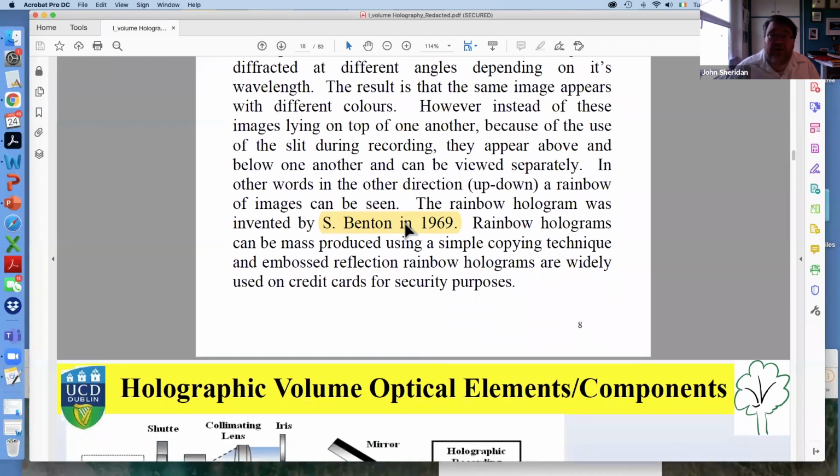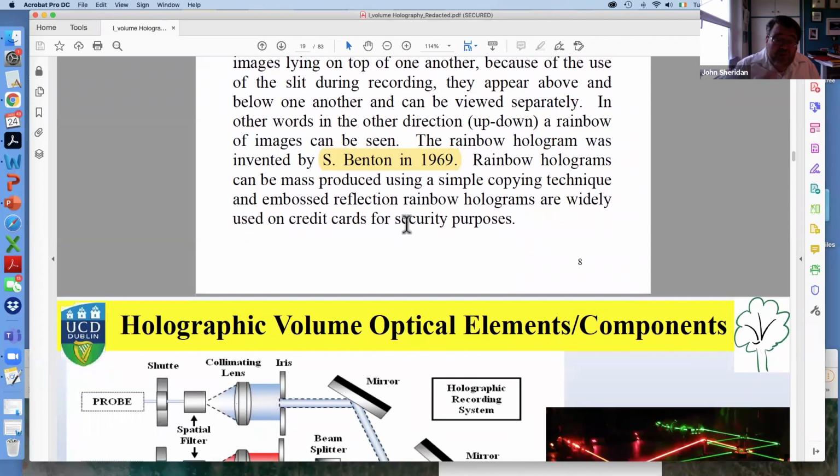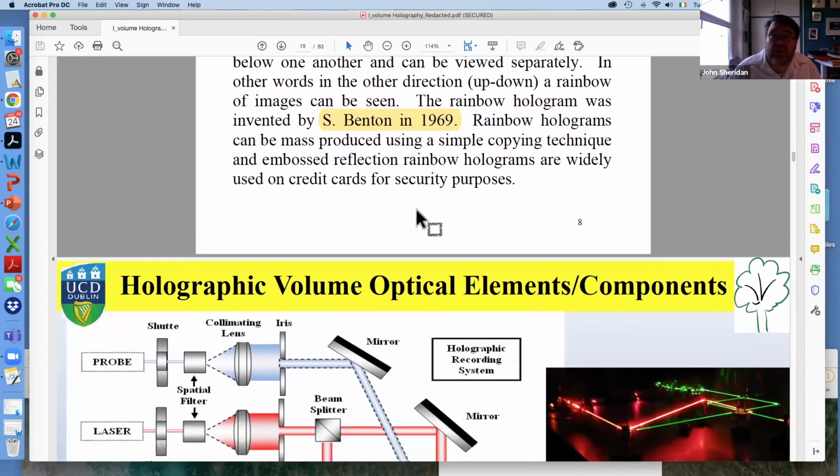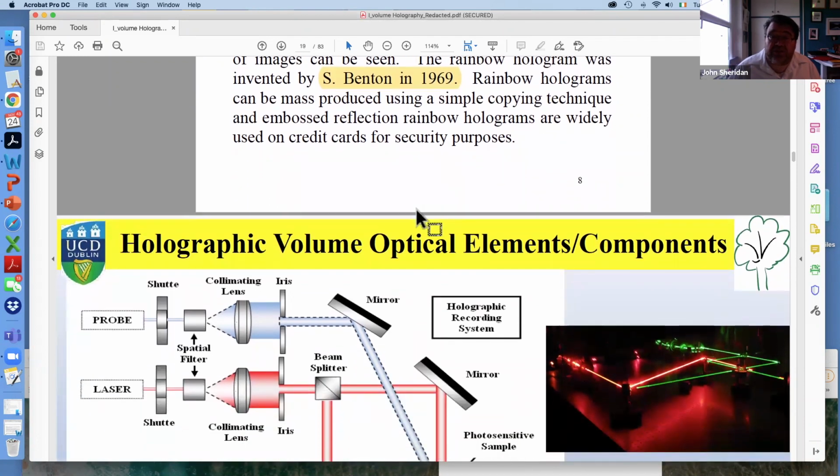The rainbow hologram was invented by Steve Benton, who worked at MIT in '69. Rainbow holograms can be mass-produced using simple copying techniques. On credit cards, you see something embossed with some sort of tin foil. Embossed reflection holograms are widely used on credit cards and for security purposes.